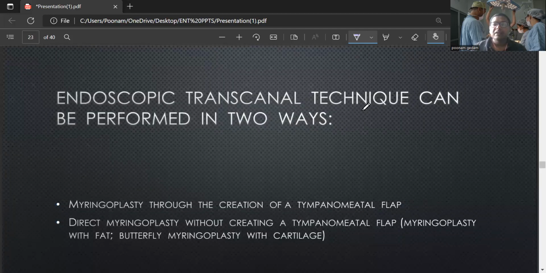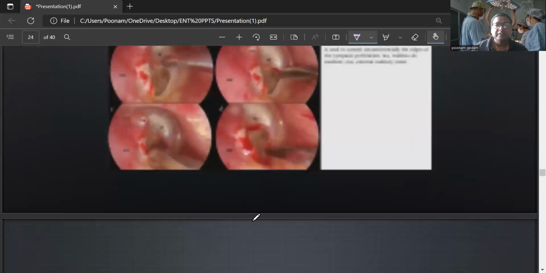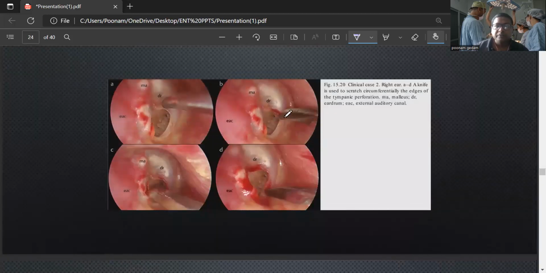Endoscopic transcanal techniques can be performed in two ways. Meringoplasty through the creation of the tympanomeatal flap, and meringoplasty without creating a tympanomeatal flap. Meringoplasty with fat, butterfly meringoplasty with cartilage. So this you can see in the program nicely.